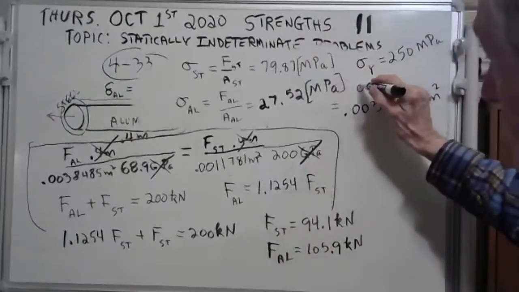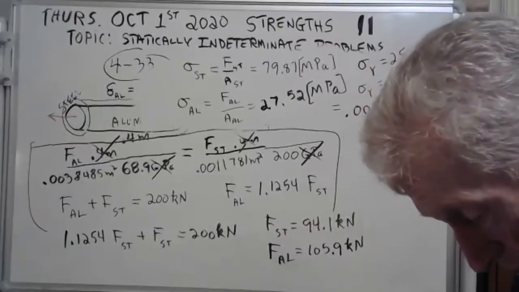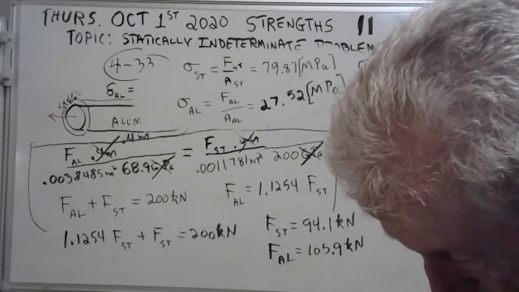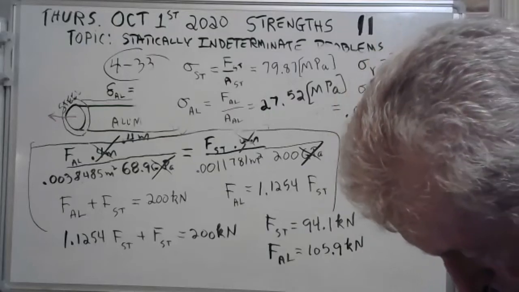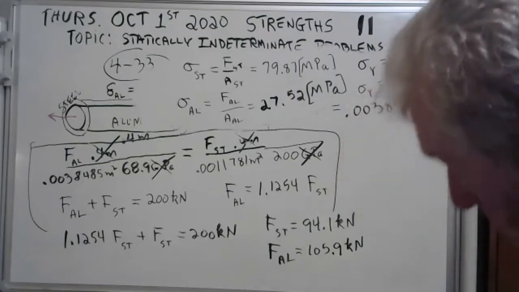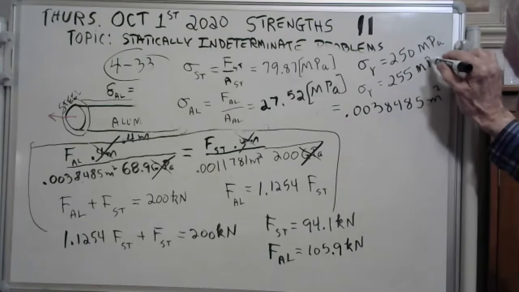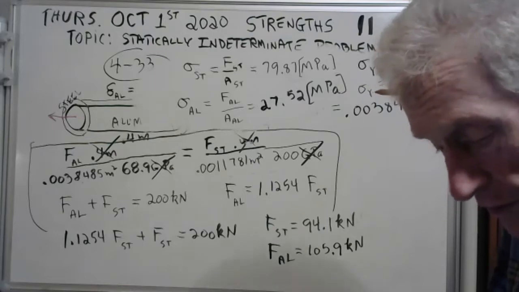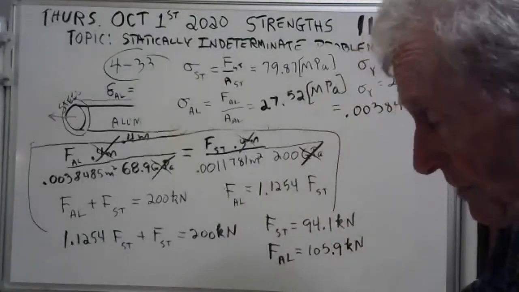Now let's look up the yield strength for aluminum. Okay, I'm looking it up now. And it says 30, no, wrong page. It says 255 megapascals. Make sure you can find those. They are in the back flap of your book. See if you can find those.